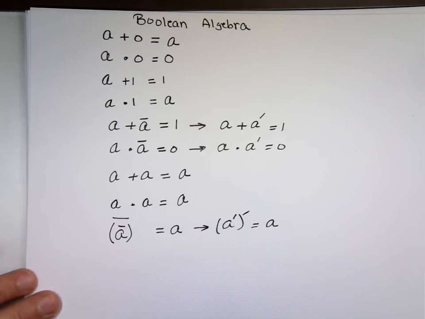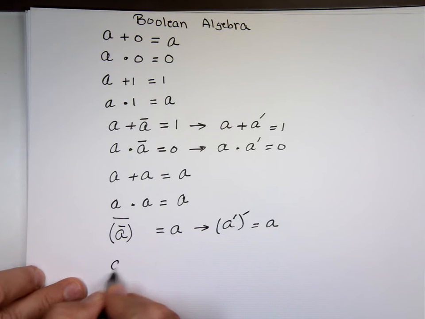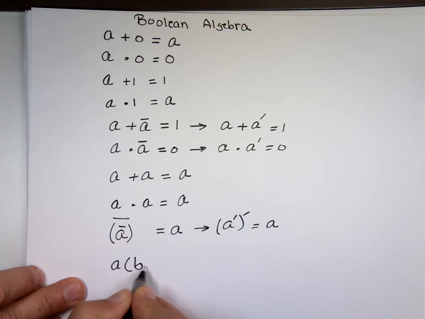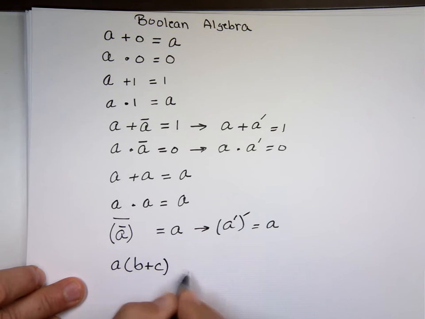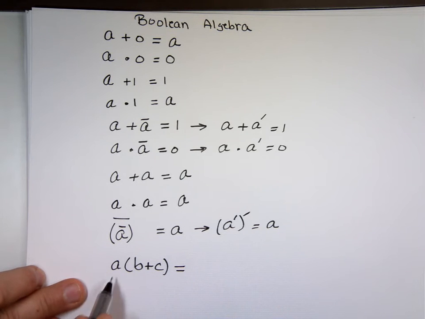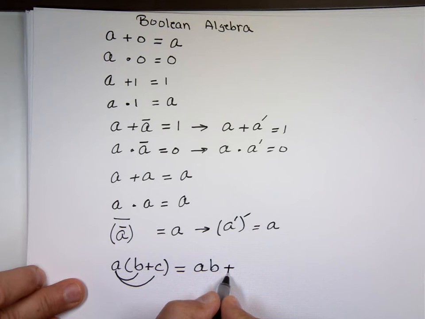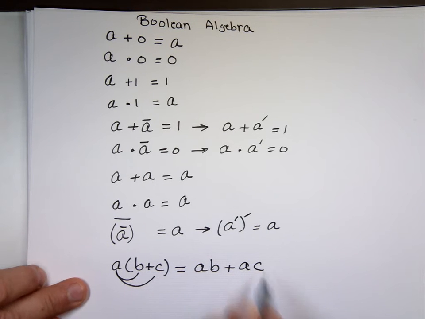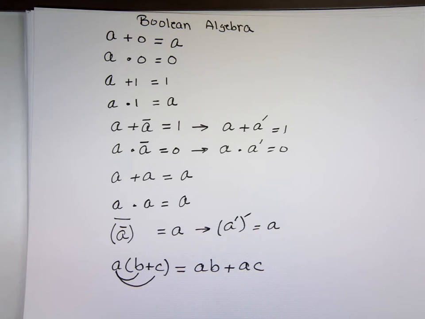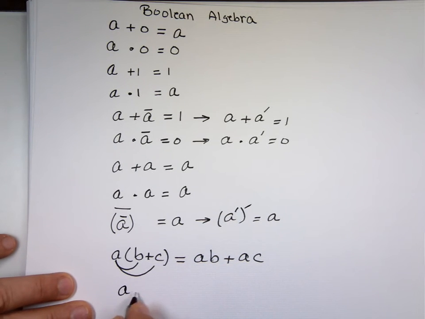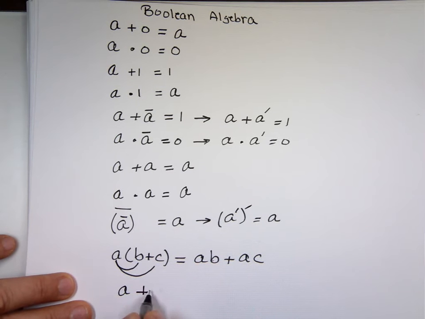Now, A times B plus C. Remember, that's the distributive property. That would be what? A times B plus A times C. Now we have A plus BC.